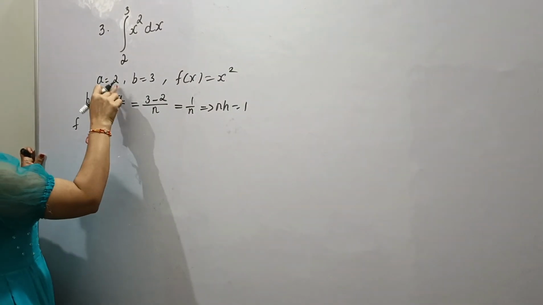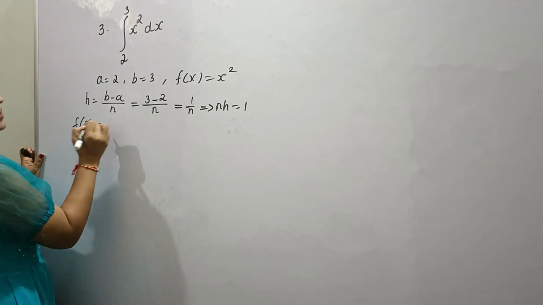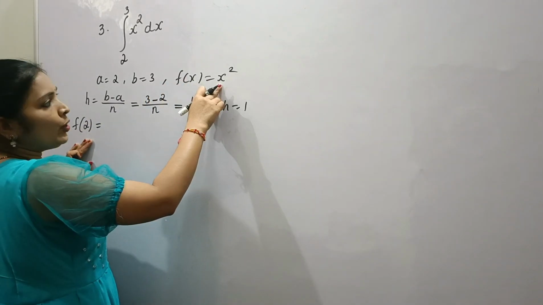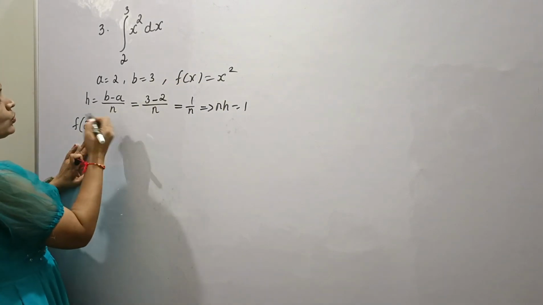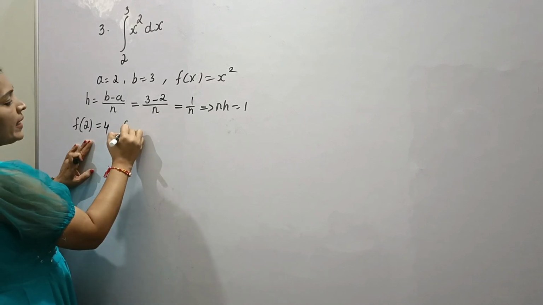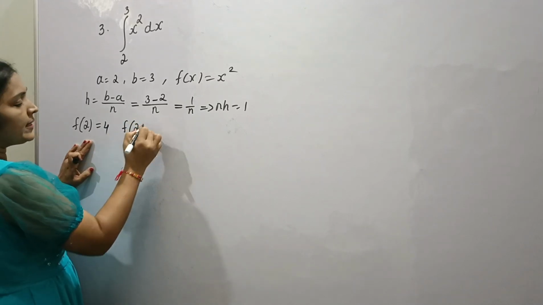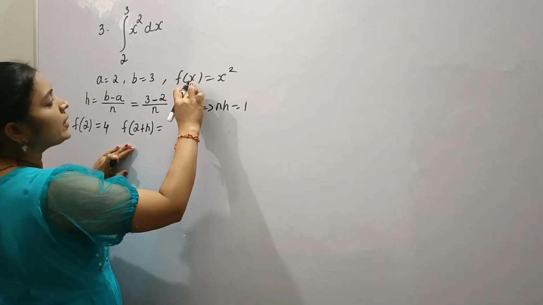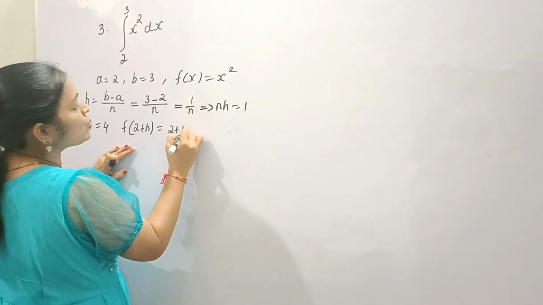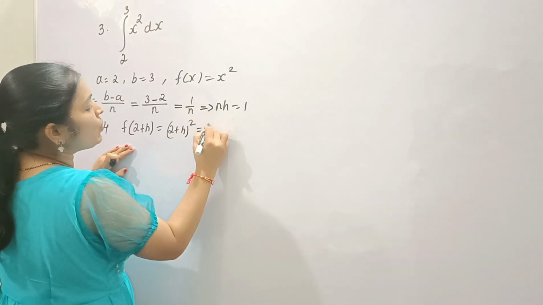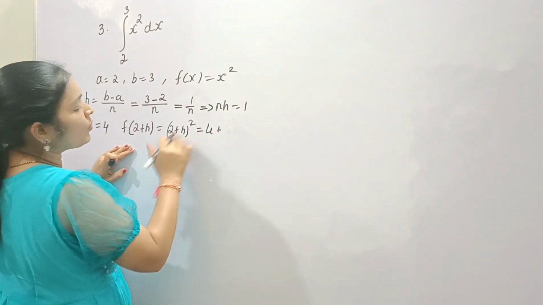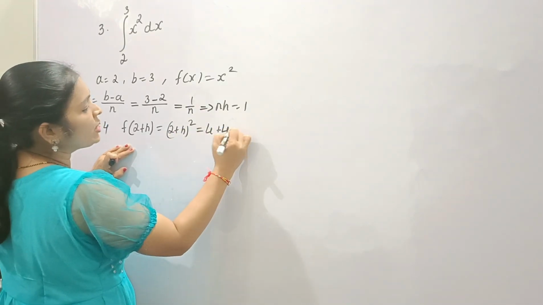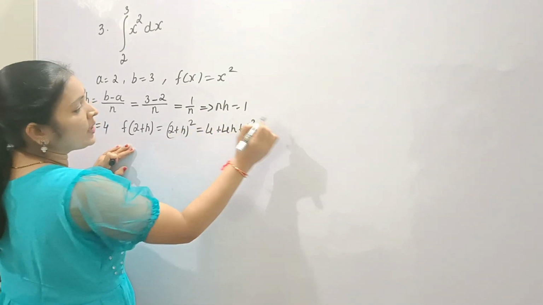Now let's find f of a. What is f of a? f of 2 is equal to, f of x is equal to x square, so f of 2 is equal to 2 square, that is 4. Next f of 2 plus h, that is a plus h, is equal to 2 plus h whole square, that is equal to 4 plus 4h plus h square when expanded.